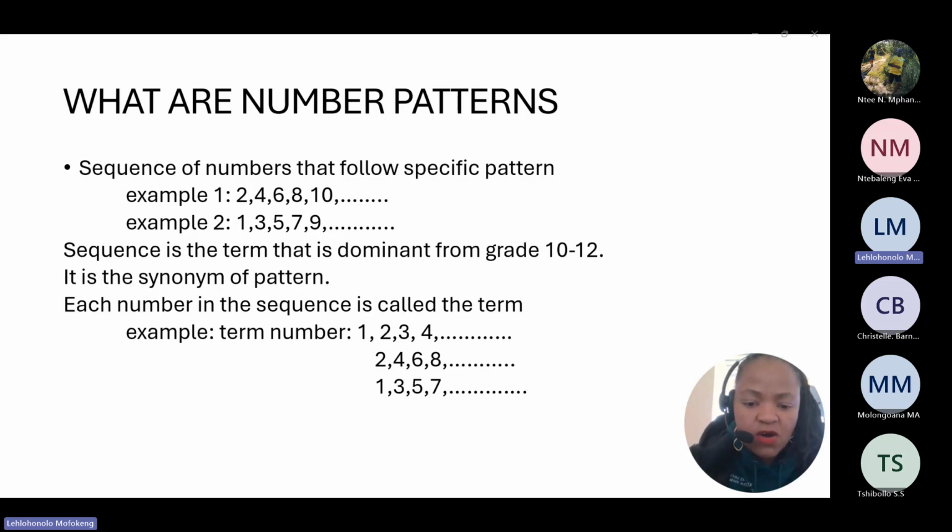The same applies to the next sequence. We have 1, which will be term number 1. We have 3, which will be term number 2. 5 will be term number 3, and 7 will be term number 4. That is how we call the numbers in the sequence. We call them the terms.